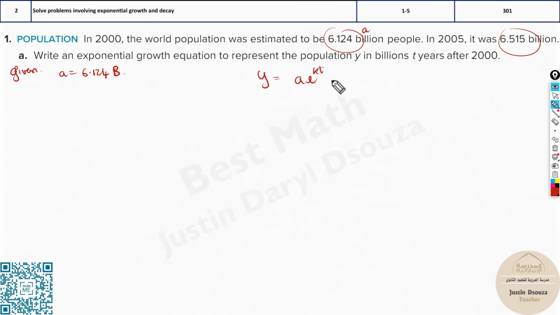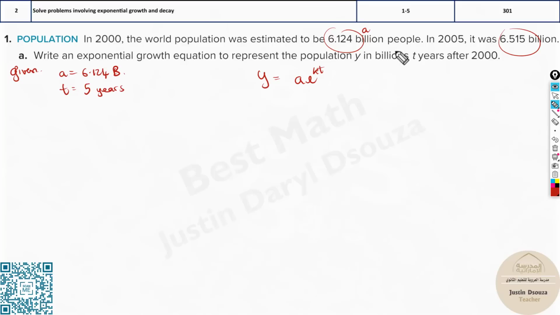Because now we have to write the equation. To write the equation, what is very important? K value is not given. That is what we need to find. So now if we substitute everything, then we can find K value, isn't it? So let's try that. Now this is A. What is the time from 2000 to 2005? Time is 5 years. So this is years.